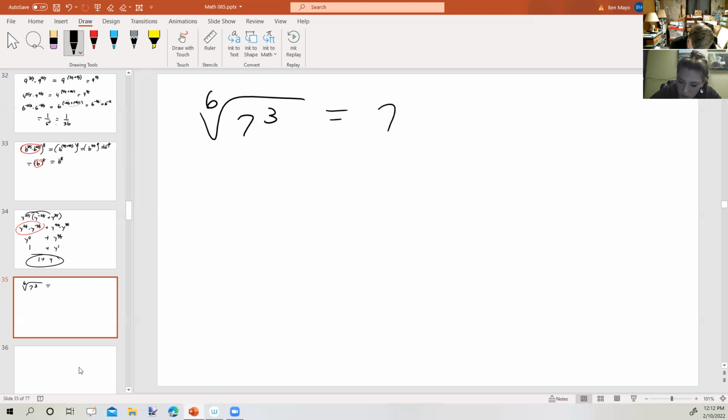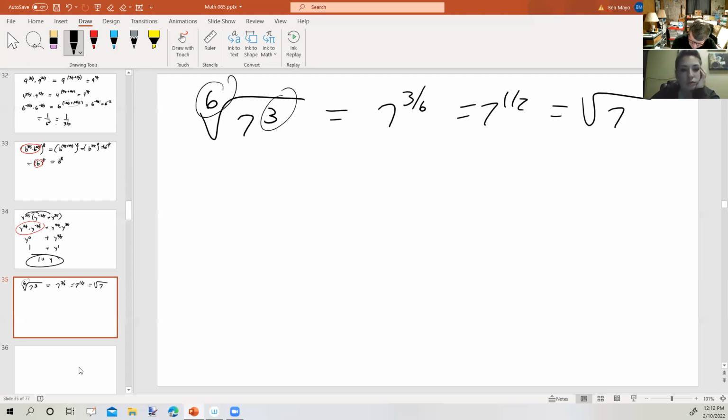But this is the same thing as 7 to the 3/6 power, right? I think I did it right this time, finally. Which would be 7 to the 1/2 power, which would be the square root of 7. Isn't 6 divided by 3, 2? Just saying. And that's kind of eventually where we'll get to.